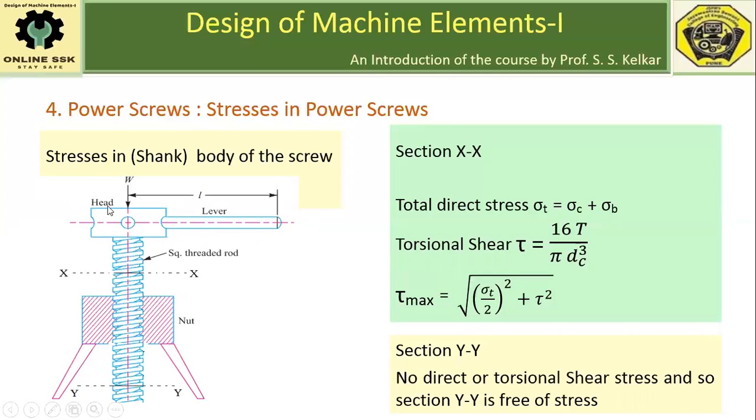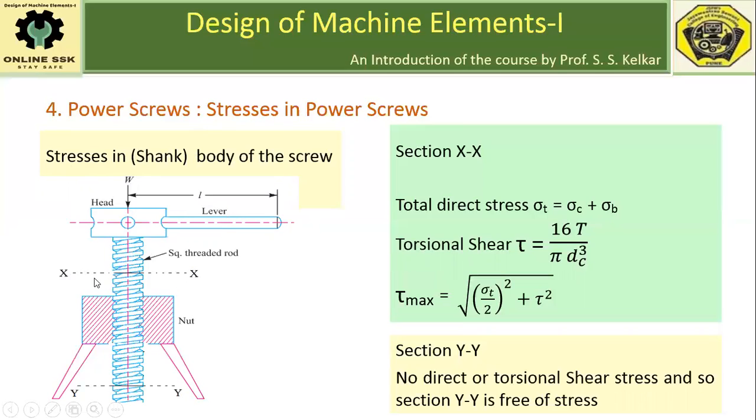So total torque T minus the torque required to overcome the collar friction, which is utilized here to overcome the collar friction. So the remaining Tt amount of torque will be transmitted through the screw. Tt is the torque required to overcome the thread friction, which will be utilized in the nut portion. So section XX is subjected to torque equal to Tt. This much portion of the screw is subjected to torque equal to Tt.